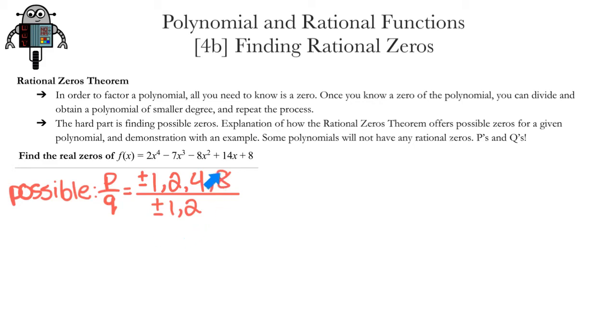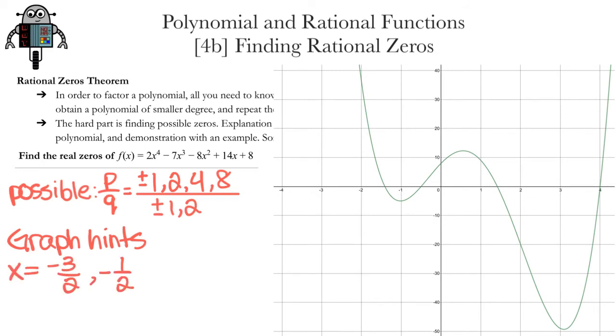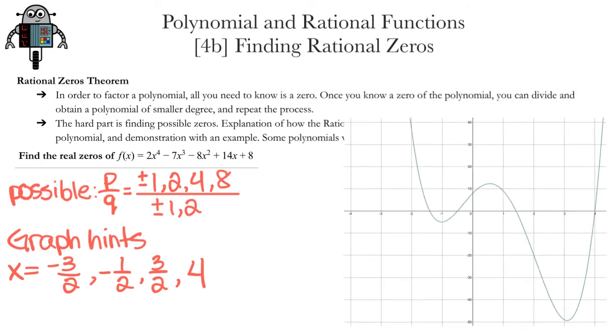Since there are not many possible rational zeros, we don't really need the calculator, but we'll use it as a tool anyways. Since this polynomial has an even degree, 4, the end behaviors are the same. And notice there are 4 real zeros, 4 x-intercepts. Let's see. It looks like negative 3 halves is a 0, negative 1 half, 3 halves, and 4. Let's do some synthetic division again.